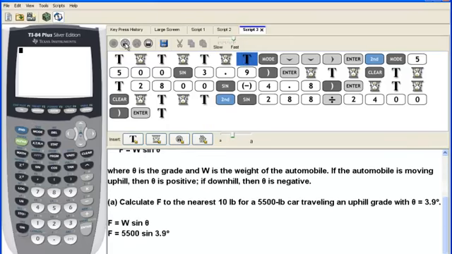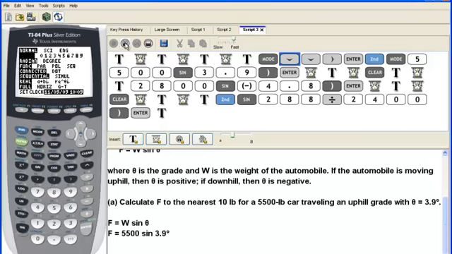For our first example, we're asked to calculate F to the nearest 10 pounds for a 5,500 pound car traveling an uphill grade with theta equals 3.9 degrees. So what we need to do is just recall that the formula is F is equal to W times the sine of theta, and then substitute 5,500 for W and 3.9 degrees for theta.